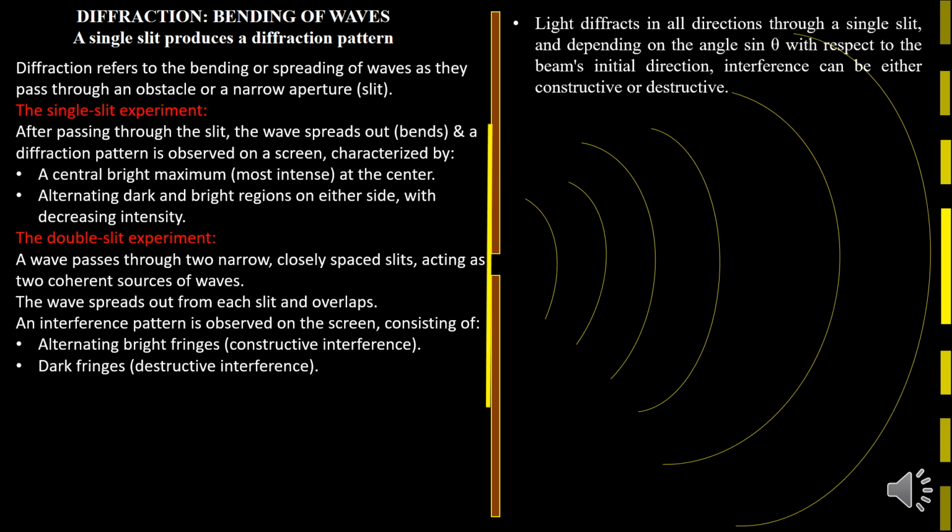And what you observe during the double slit experiment: a wave passes through two narrow closely spaced slits acting as two coherent sources of waves. The wave spreads out from each slit and overlaps. And an interference pattern is observed on the screen consisting of alternating bright fringes caused due to constructive interference and dark fringes caused due to destructive interference.